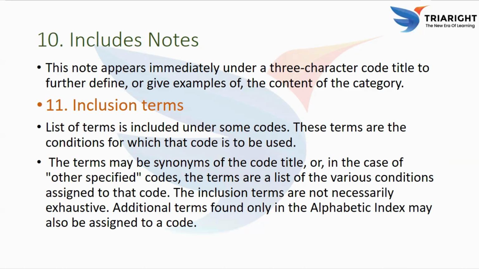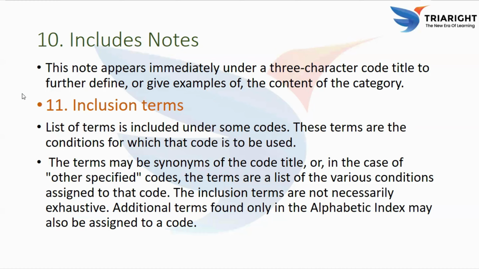For example, if you see code J00, which describes acute nasopharyngitis, this include note might say includes common cold, acute coryza, acute rhinitis. This means these conditions are part of the J00 code. All of these are included within the J00 code, so you have to code only the single code. You need not have several codes over here.